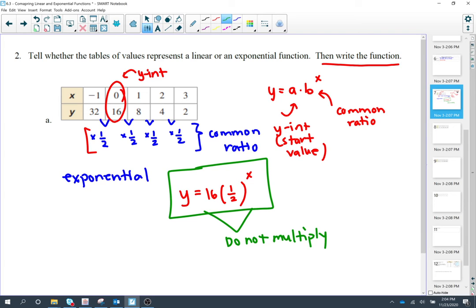The other way is if you multiply that together and you just make it 8, you have no way of telling what your common ratio is. You just lost it. And in fact, you made your common ratio 8, not 1/2. Long story short, that's your final answer for your function. Don't multiply the 16 and the 1/2 together.